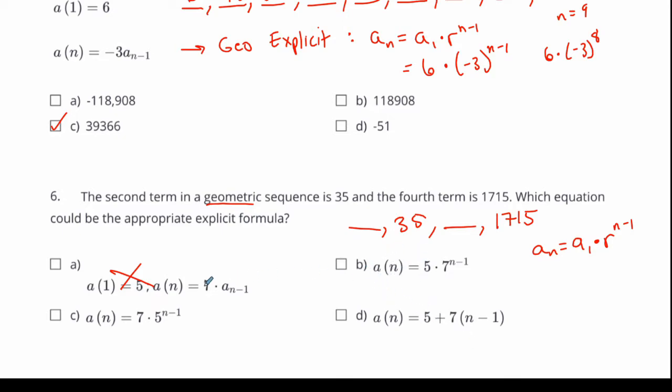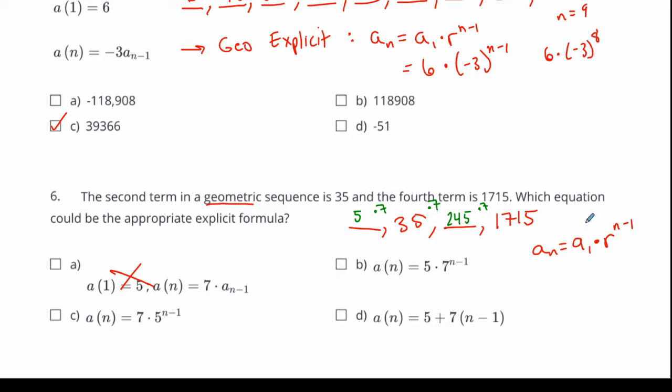However, I could say, oh, in choice A, let's see. It says A1 is 5 and the common ratio is 7. Let's see if that works. If we started with 5 and multiplied by 7, that would give us 35, right? Times 7 again. Let's see, 35 times 7. I got 245. Times 7 again. Oh, it gives me 1715.